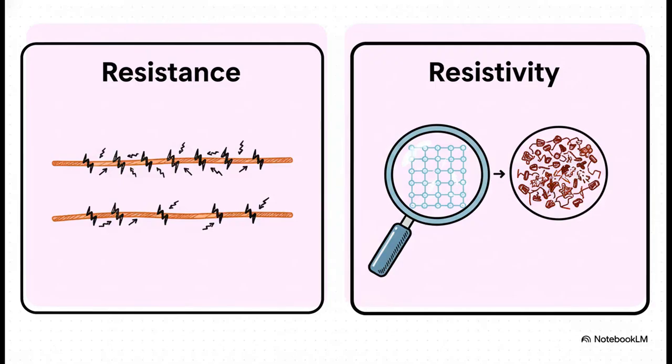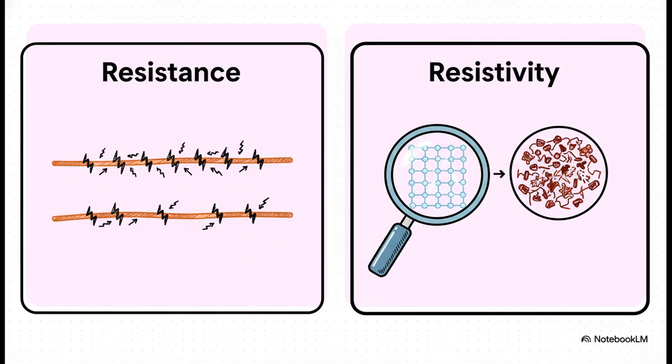Okay, so let's put these side by side because this is a really crucial point. Resistance, on the left, is a property of a component. It depends on the material, sure, but also on its length and its thickness. A long, skinny copper wire has way more resistance than a short, fat one. But resistivity over on the right is a property of the substance. All copper, assuming it's at the same temperature, has the exact same resistivity, whether it's a wire or a block or a coin.